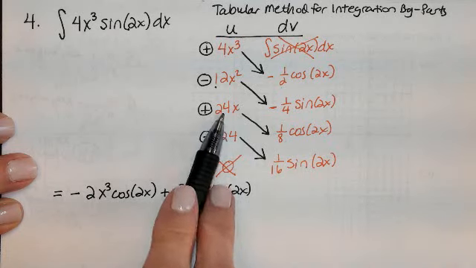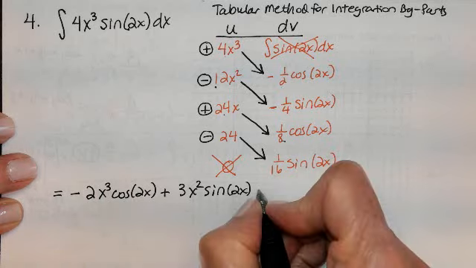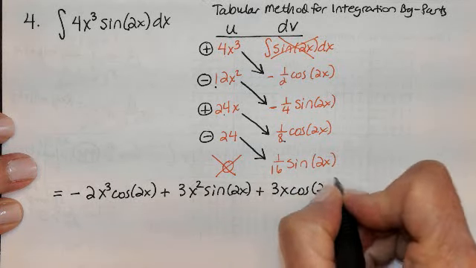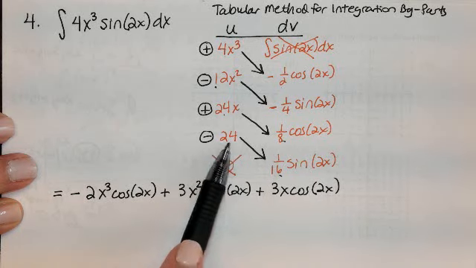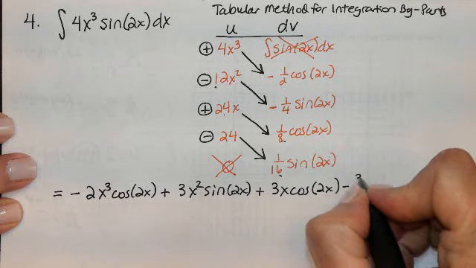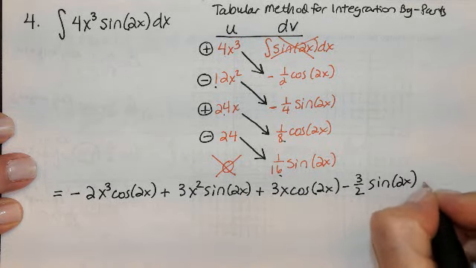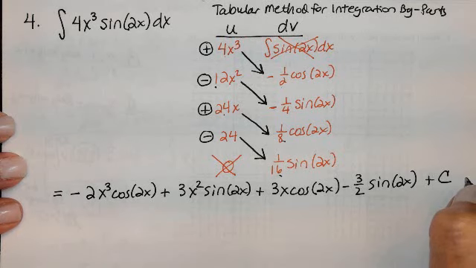And then we have 24x times 1/8 cosine of 2x. That is a positive 3x cosine of 2x. And then our last one will be negative 24 over 16, which would be 3 over 2 sine of 2x. And then we don't forget our plus c. And that's the tabular method for integration by parts.